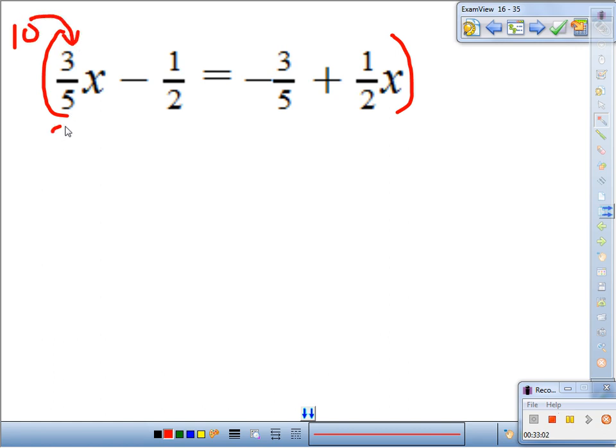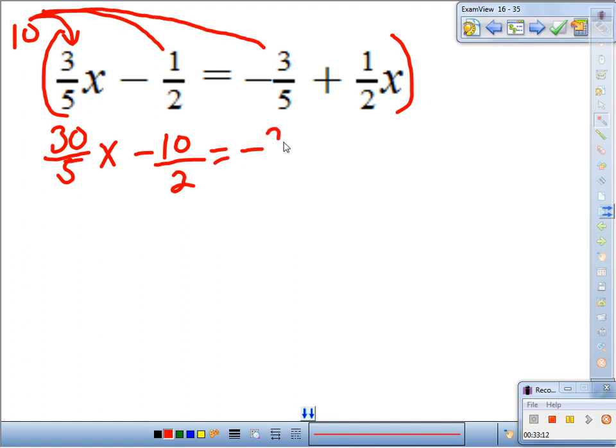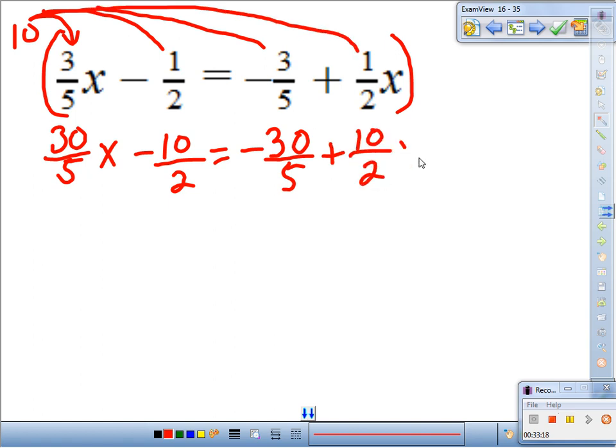What is 10 times 3? 30 over 5, and bring down the x. What is 10 times 1? That's negative 10 over 2. What is 10 times 3? That's negative 30 over 5. What is 10 times 1? That's 10 over 2x. Let's write the property, might as well, so that we don't forget. What is the property we just used? Distributive property. All right, we're done with that one.